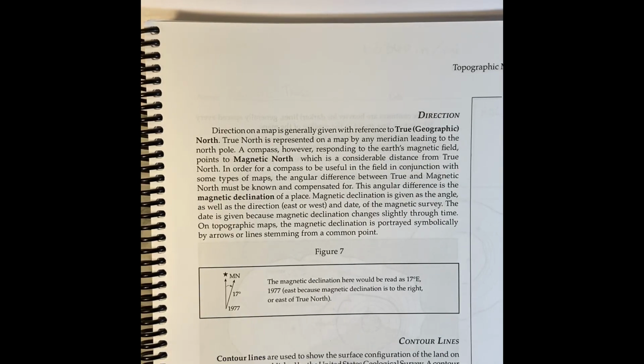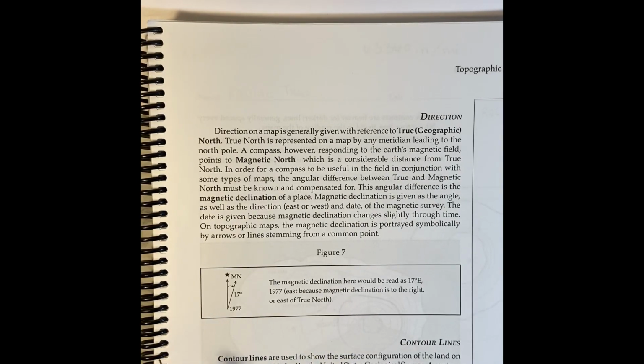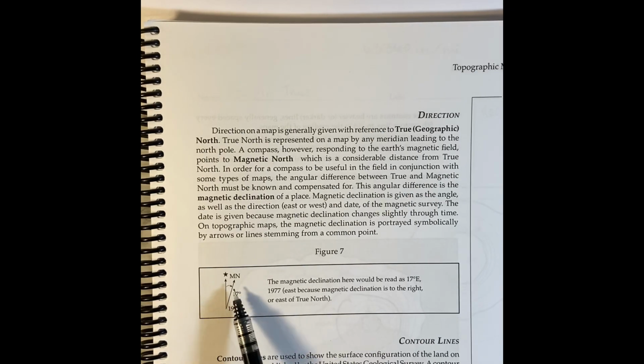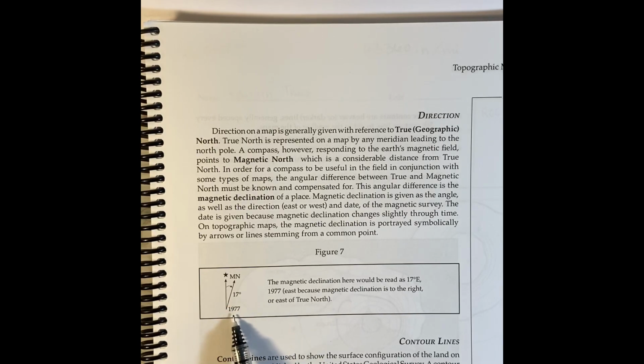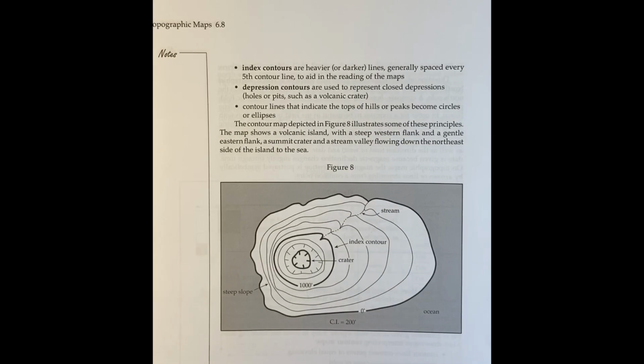So if the map was made in a certain year, and then in 1977 they determined that magnetic north was 17 degrees east, then you're going to have a 1977 down here below, and you're going to see that on all of the maps you're working with. Lastly, we're going to talk about contour lines, which we saw with our little example map.